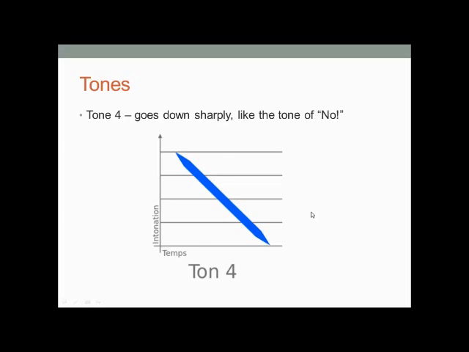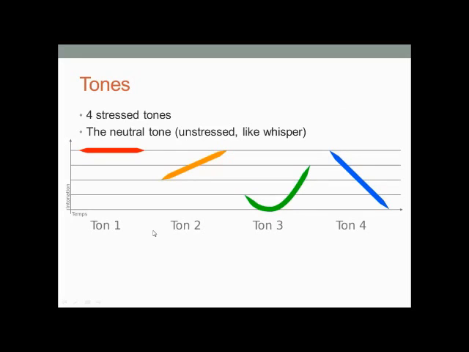Okay, now let's try together the 4 stressed tones. First one, ma. Second one, ma. Third one, ma. Fourth one, ma. And the unstressed one, ma. Good, so you have got the tones already. Now we can move on to initials.